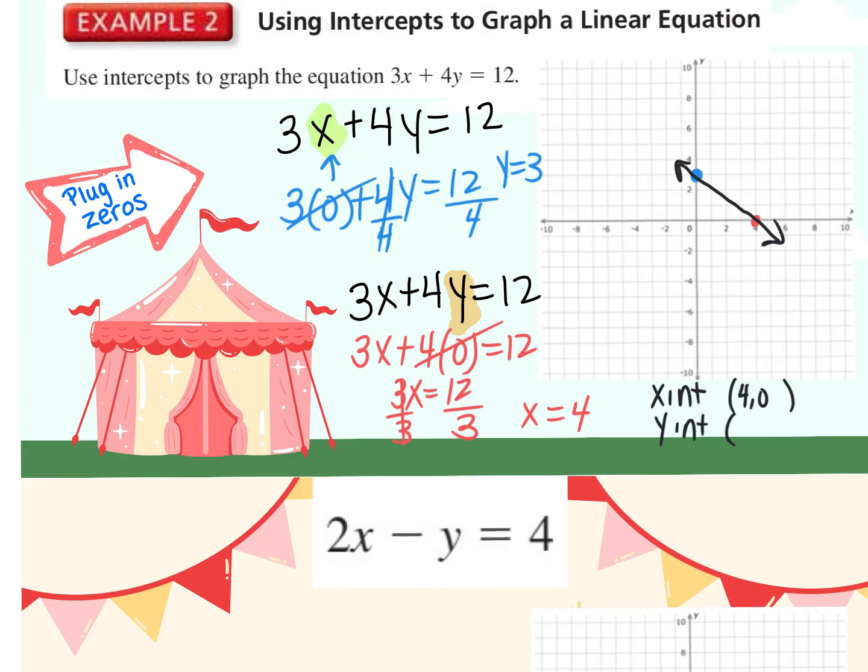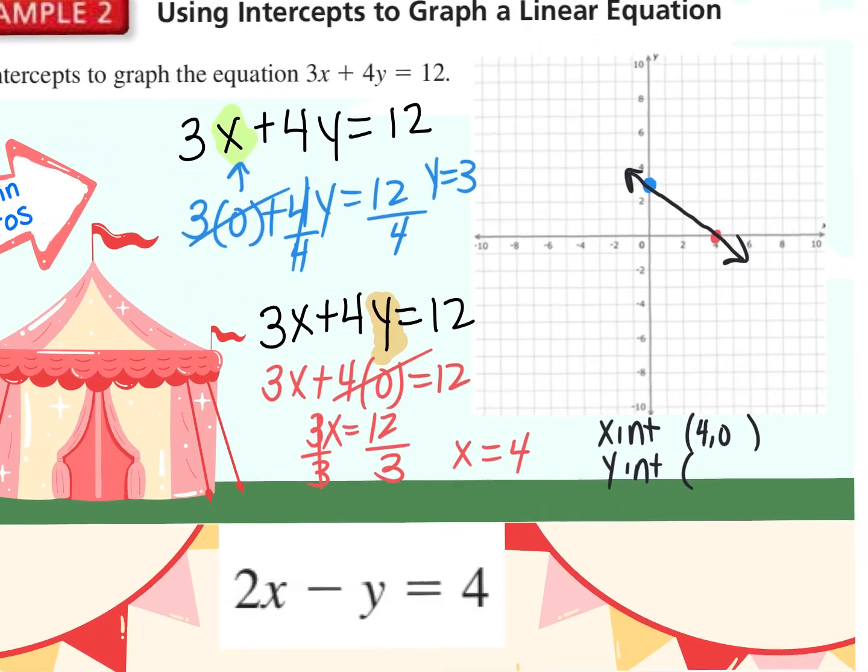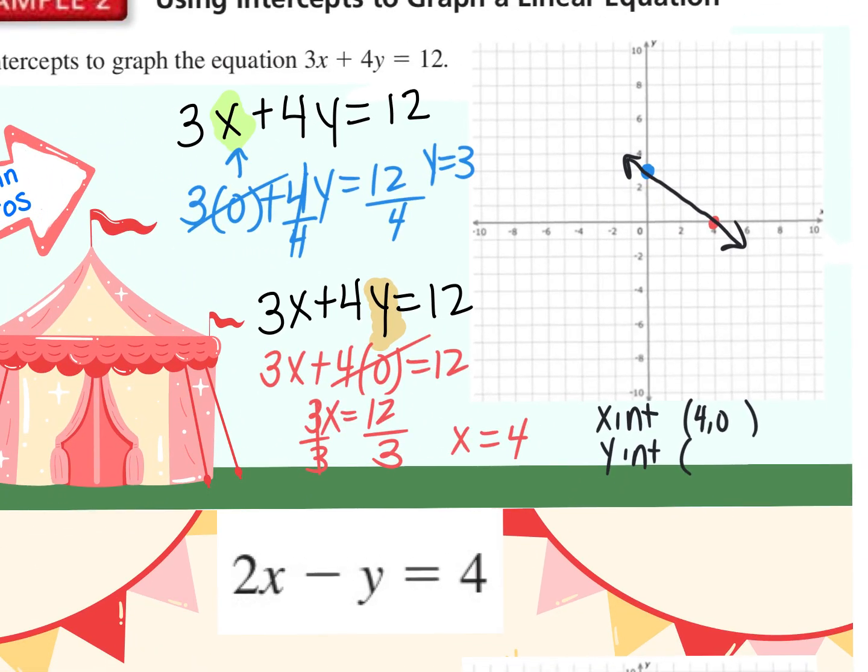Well, we know what it is. What is it? 0, 3. On the test that we take, you will need to be able to write what the ordered pairs are. So 4, 0 is the x-intercept, which makes sense. Didn't we say all x-intercepts will have a 0 for y? And then the y-intercept is 0, 3. And I said all y-intercepts will have a 0 for x.